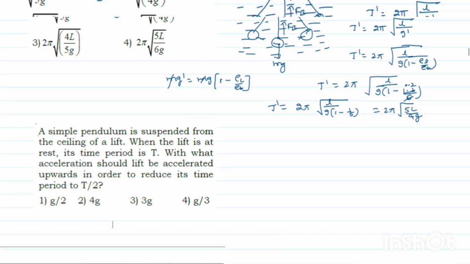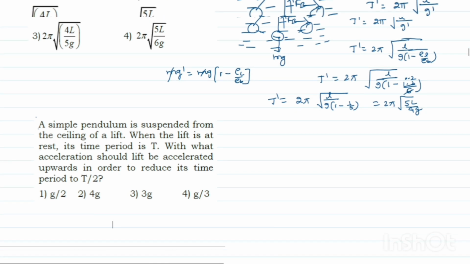Let us see the next question. The next question says: a simple pendulum is suspended from the ceiling of the lift. When the lift is at rest, its time period is given as T. With what acceleration should the lift be accelerated upwards in order to reduce its time period T by 2?